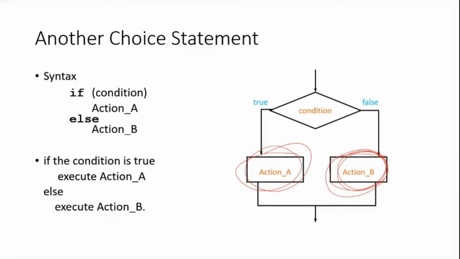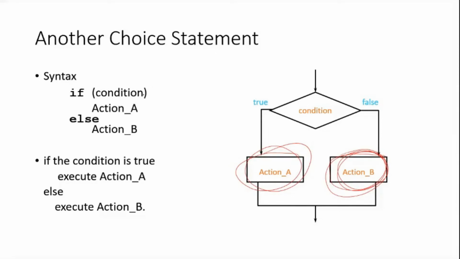So the choice statement can be of several types. One is true having some specific action and false having no action. Another type is true having some specific action and false having another action. A third one is also possible, that is, true having no action and false having some action. So there are multiple types of choice statements possible.